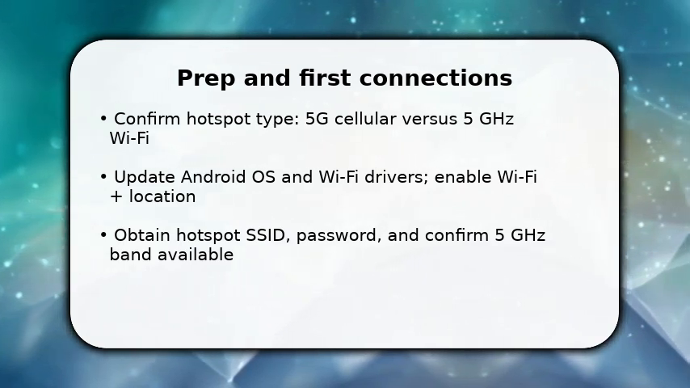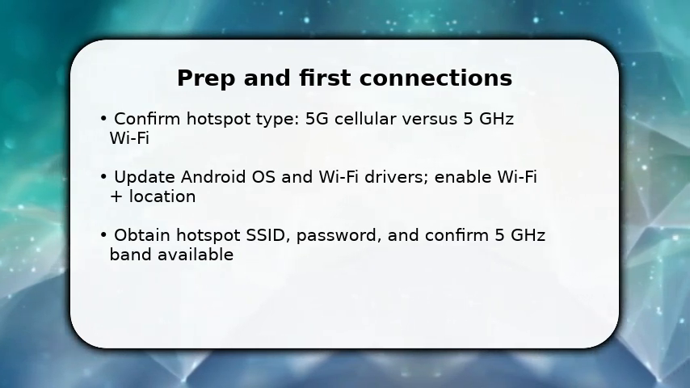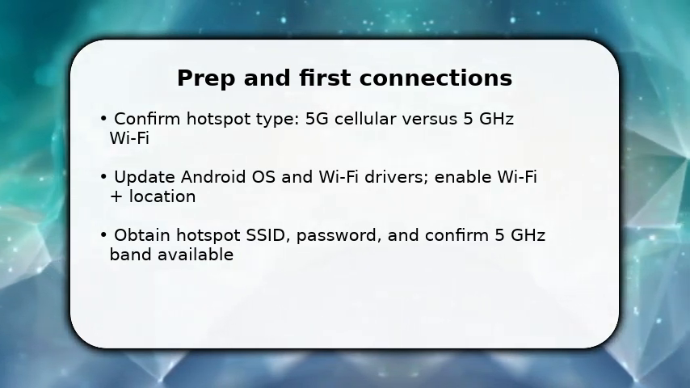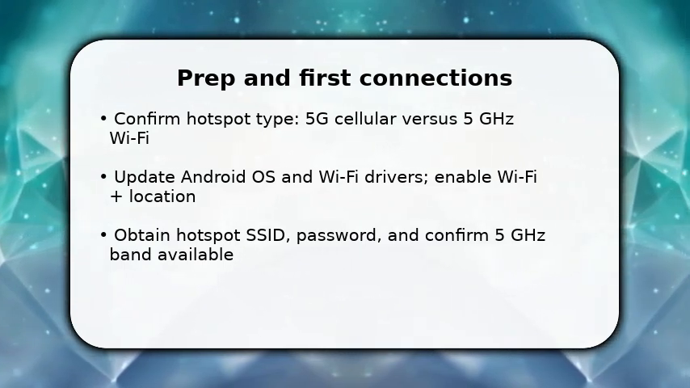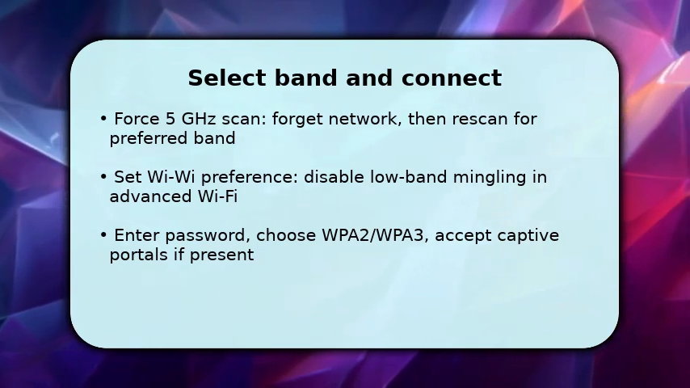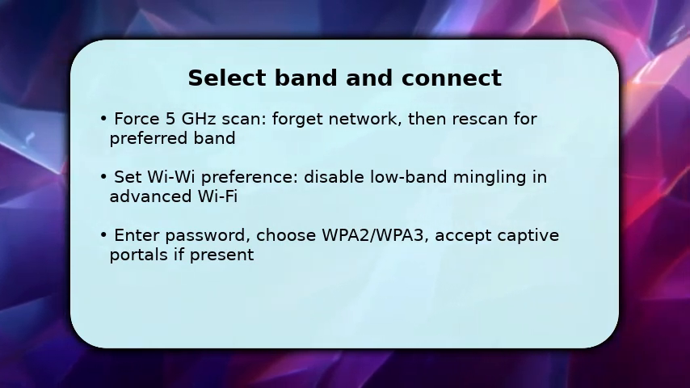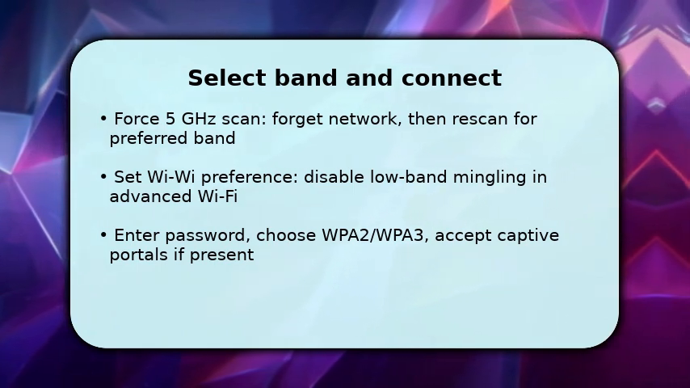Next, scan networks and look specifically for the 5 GHz SSID name. It may include 5G or 5 GHz in the label. Once you see the 5 GHz SSID, long press and choose Forget if previously saved on 4 GHz. This forces a fresh connection. Then rescan and tap the 5 GHz network.